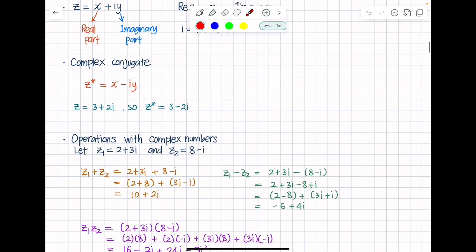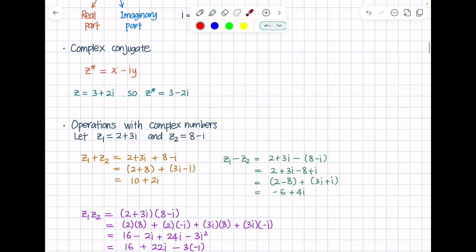In operations with complex numbers, let's say z1 equals 2 plus 3i and z2 equals 8 minus i. So for z1 plus z2, you add the real parts and imaginary parts together, same with subtraction. Addition and subtraction look like algebraic expressions.